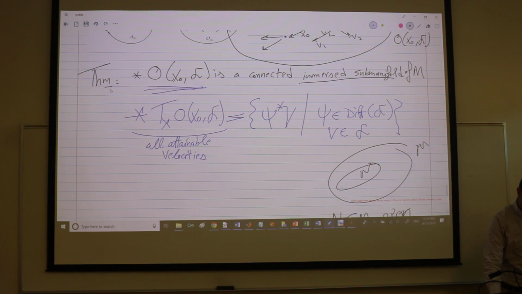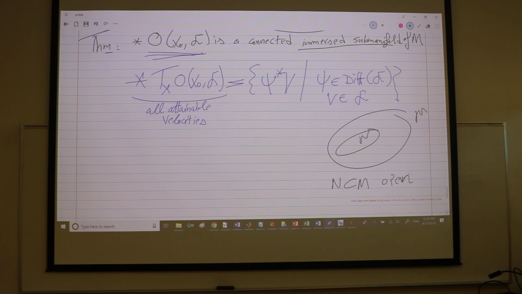So this theorem is very important in the following sense. First, it gives a manifold structure to the orbit. Second, it characterizes the attainable velocities. It tells you something about your ability. This is your maximum ability. But the characterization is difficult. How can I compute all these guys? Because psi's are flows along vector fields, right? They are flows. So it's okay, but it's not very useful in a practical sense.